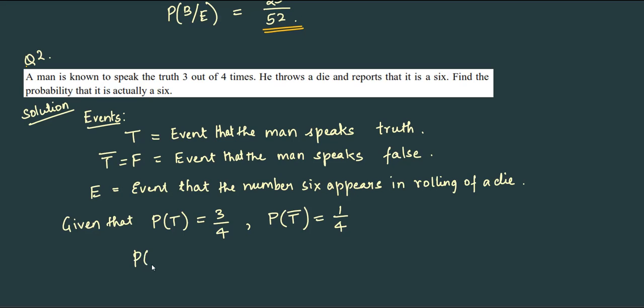Now the probability of event E occurring is 1 upon 6. There are 6 options and number 6 appears one time. And the probability of E not occurring is 5 by 6.